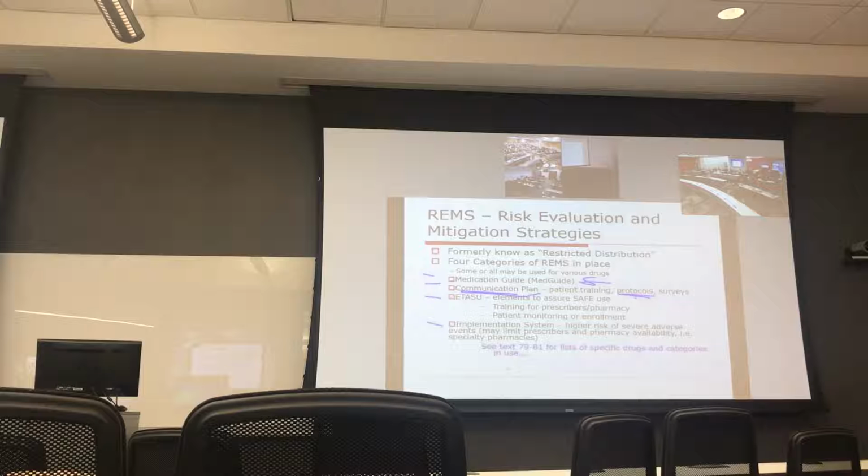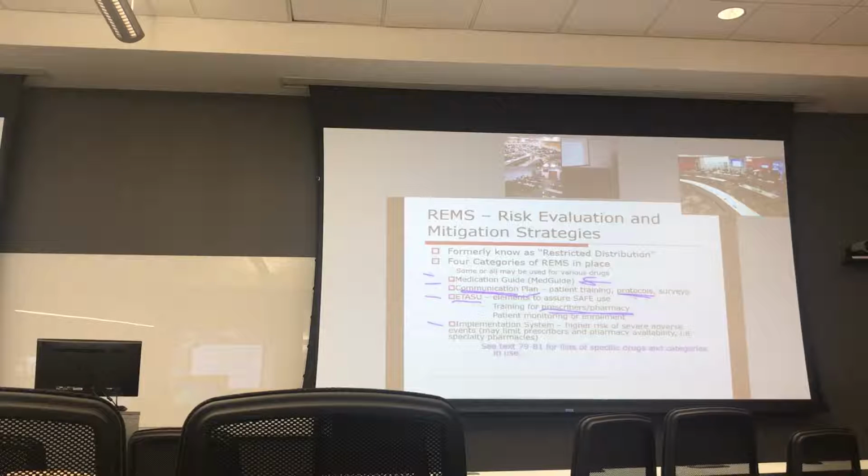Another abbreviation, odd one here, ETASU stands for Elements to Assure Safe Use. That's a little stronger than just a communication plan. This is where there definitely has to be training for prescribers and pharmacy, patient monitoring, more than just education. They may actually require the patients to have certain lab tests prior to approval for dispensing the drug the second time, things like that, or they may have to be enrolled in a program in order to allow their third party to pay for this drug product. So I'm sure you can think of some products that require some of those levels.